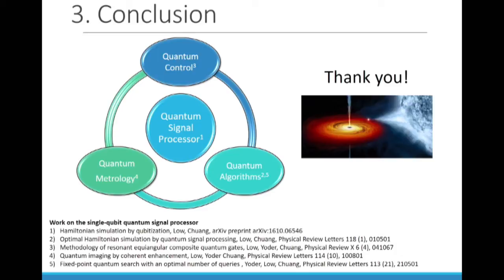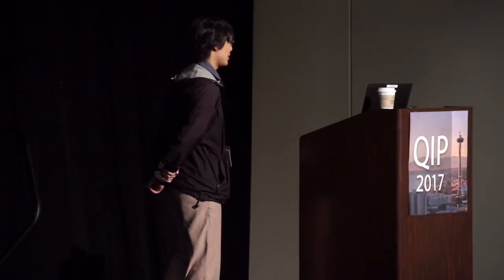So if you're interested in some of the ideas that went into this, I have other work down there that focuses on the results related to the qubit processor. And if you were to look at them, I'd be very happy. All right, thank you.